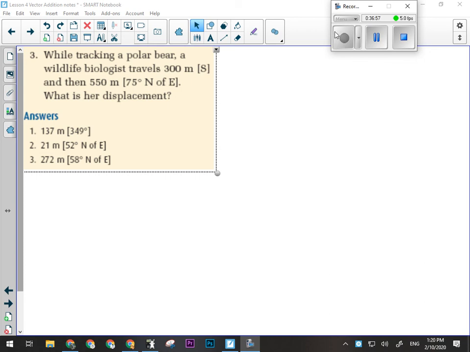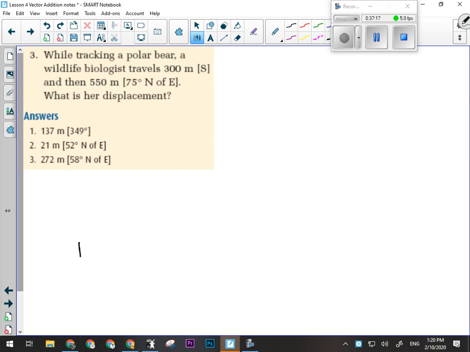I'm just going to draw the diagram up here so you guys can compare my diagram to what you drew. As I was saying, on this one, scale's really important. If I don't draw this diagram right, my math's not going to say the same thing that my picture does. So I've got to start out with a 300 meters south vector. So that's like this.